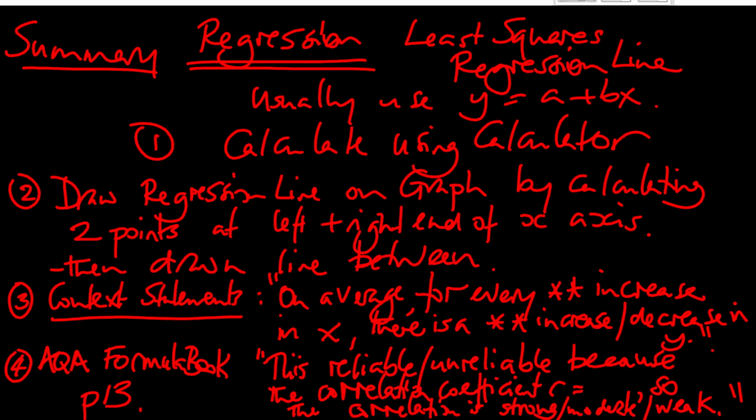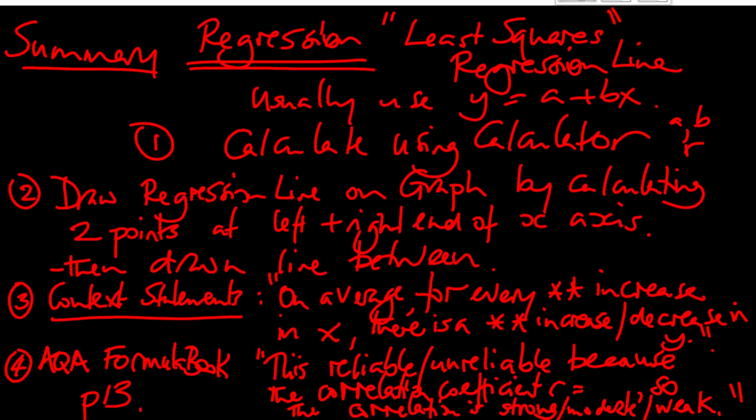Okay, here's a quick summary page on regression. The regression line is also known as the least squares regression line, because that's how the formula generates it. Least squares regression line. As usually we use the form y equals a plus bx, and you can get that off your calculator. Best way to carry out this is to calculate it using the calculator, enter the data, and then find your a, your b, and also just write down your R figure for the correlation, the reliability calculation.